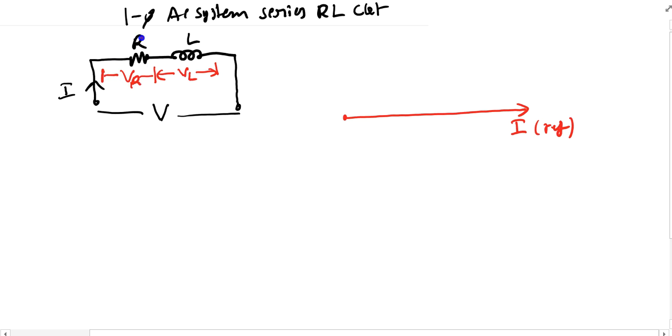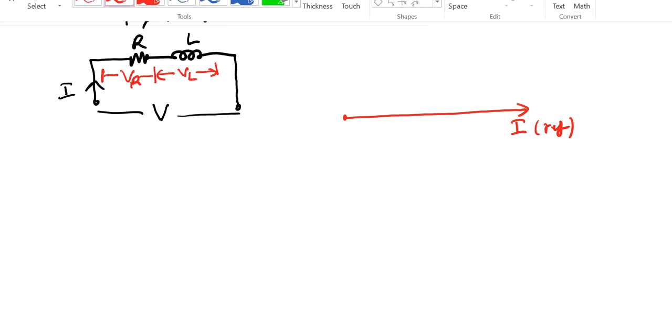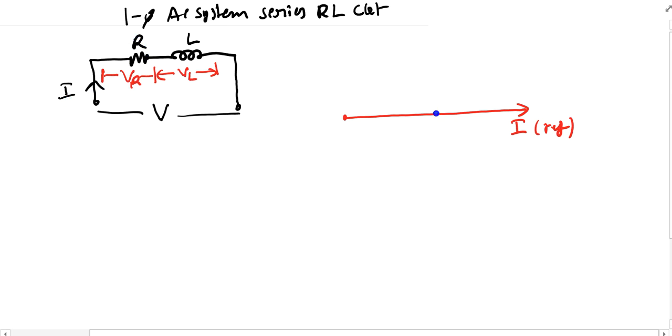If it is a purely resistive circuit, what is the relation between VR and I? Your VR is in phase with the current. You know, if it is a purely resistive circuit, then your voltage and current are in phase. The magnitude is VR, which is nothing but the drop, I can write as I into R.